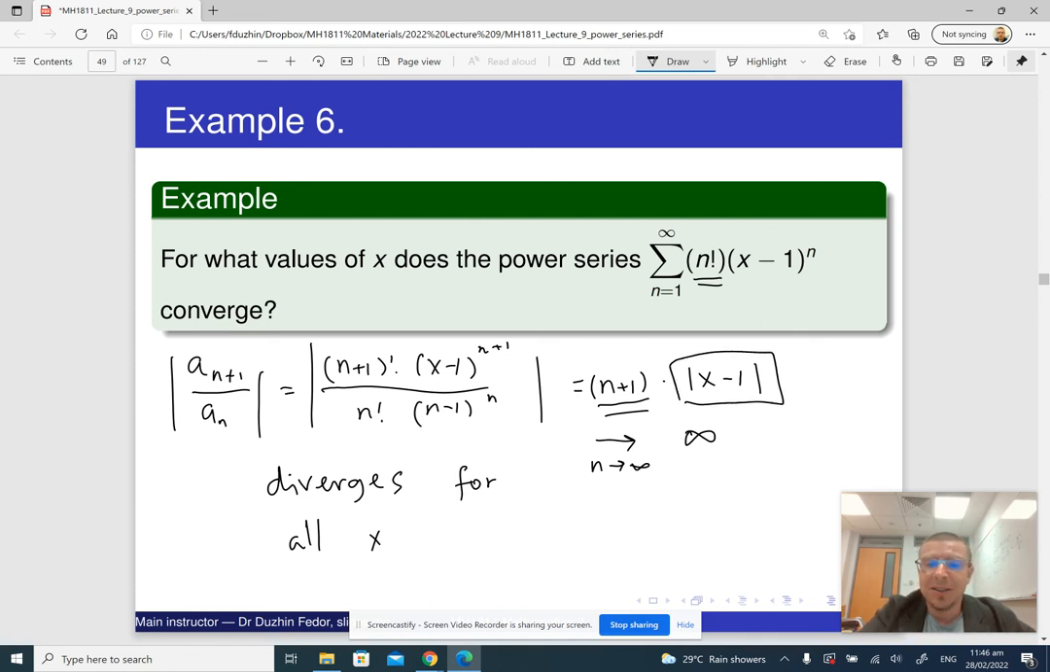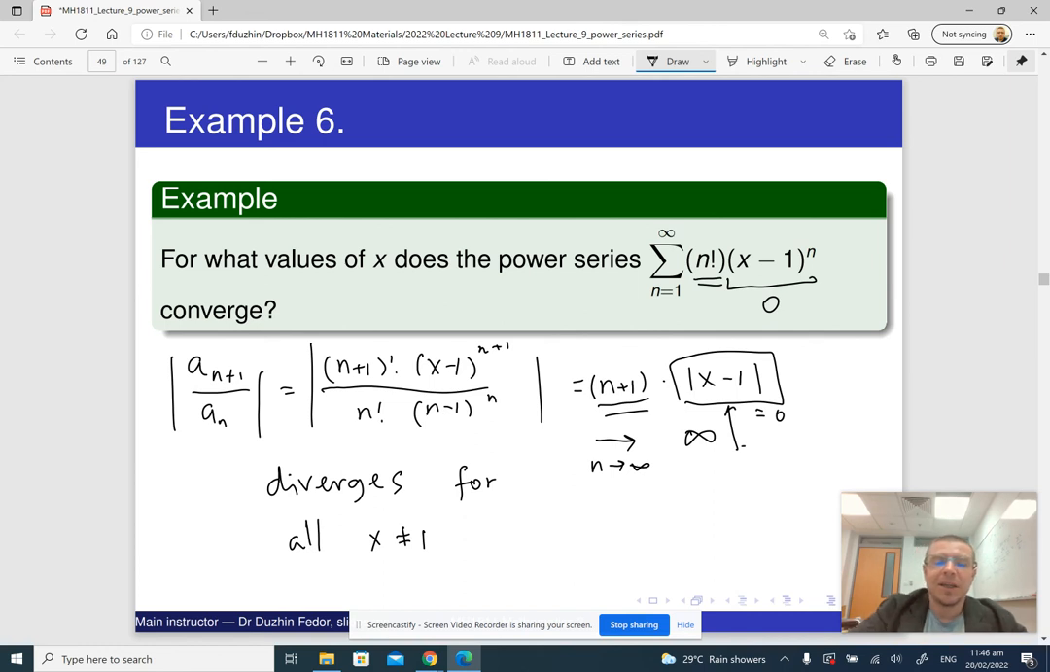When this term is exactly zero, then our ratio is just zero. Strictly speaking, it doesn't really make sense because this would be the ratio of zero divided by zero. But when this term is exactly zero, it means that our power series is just a series of zeros, and then of course it converges, right? So essentially it diverges for all x except for the only value of x when this absolute value term is zero, which is x equals 1. So it diverges for all x except for 1.